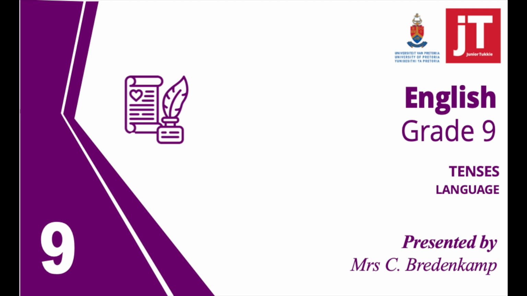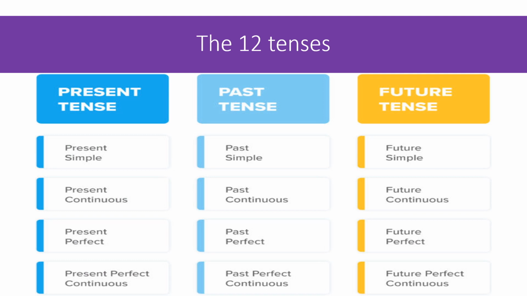In this lesson, I'm going to teach you the 12 English tenses. Let's get into it. Let's have a look at the 12 tenses. Let's start off with the present tense. We get present simple tense, present continuous tense, present perfect tense, and present perfect continuous tense. Then the past tense. We get simple past tense, past continuous tense, past perfect tense, and past perfect continuous tense.